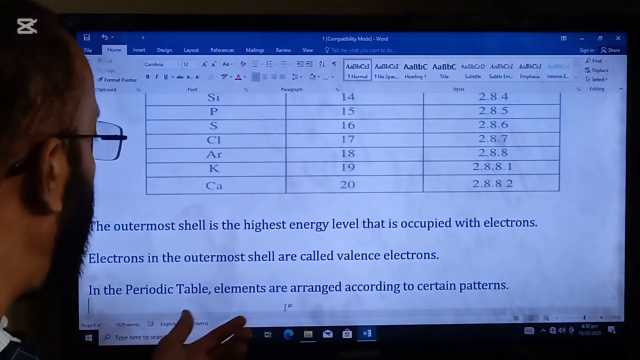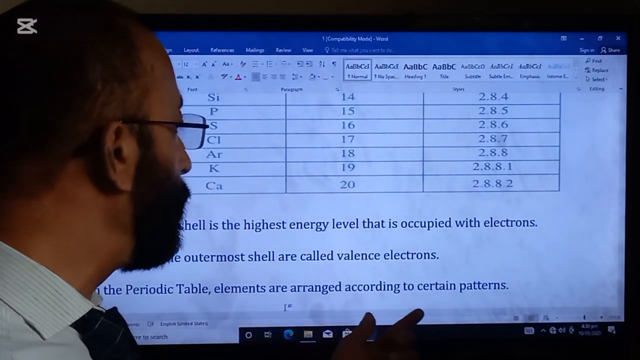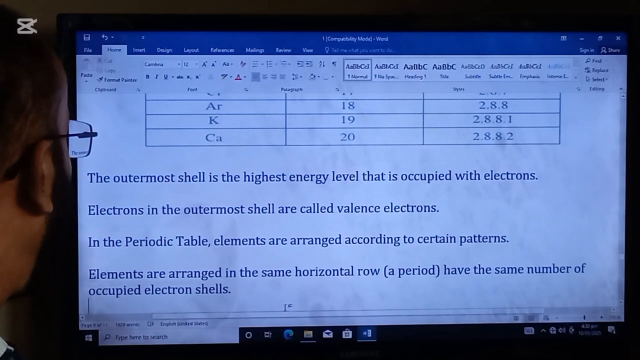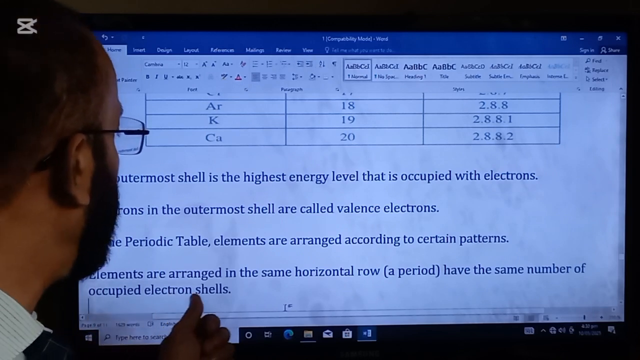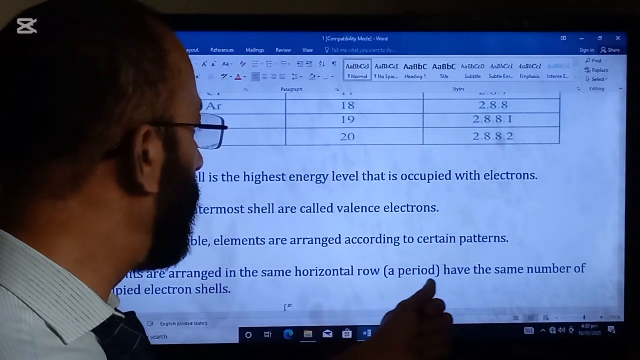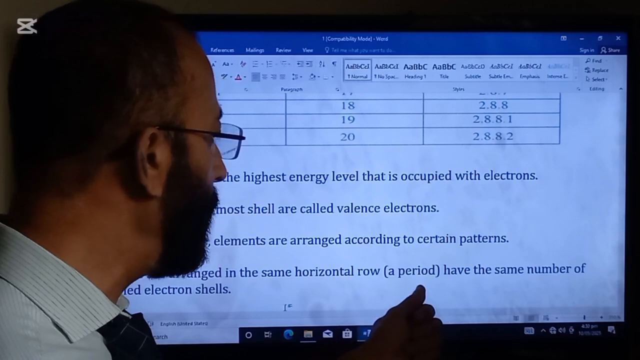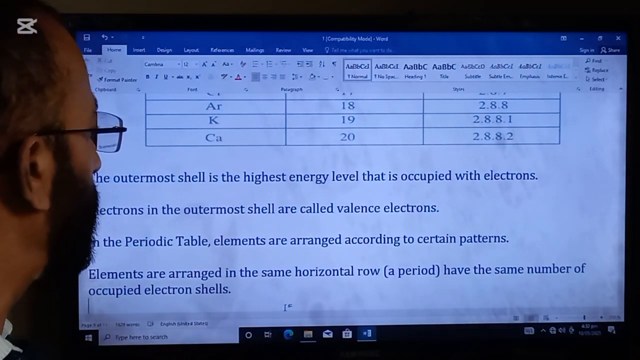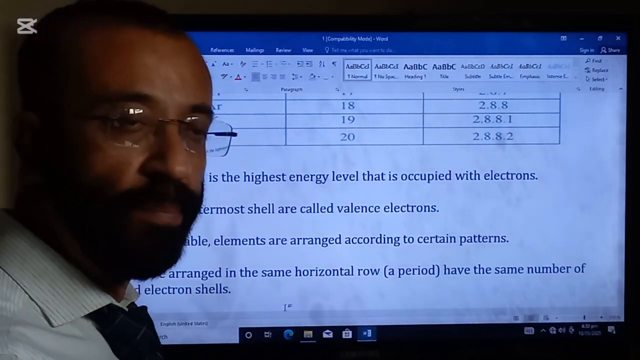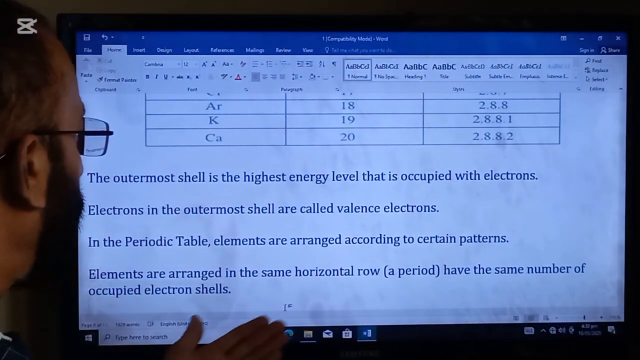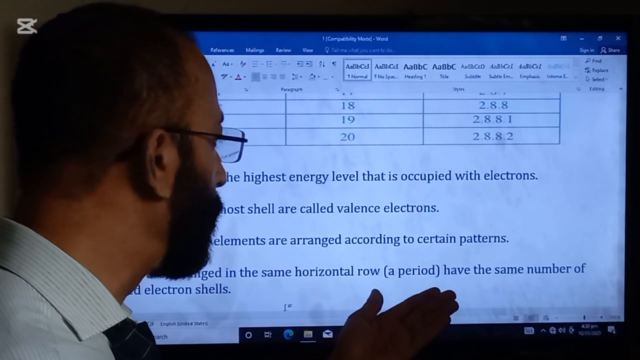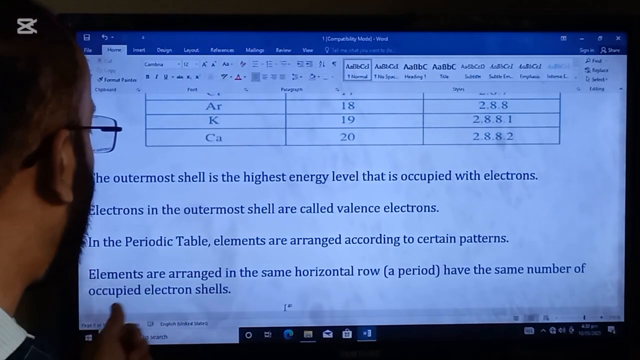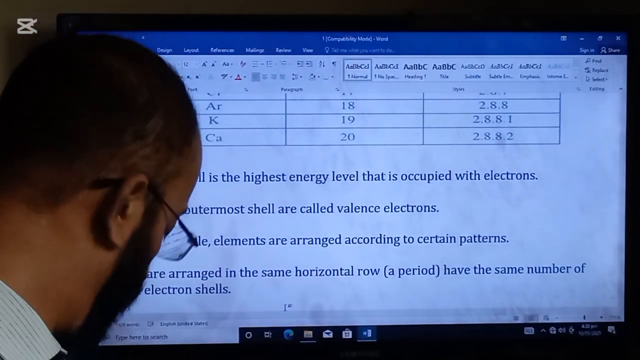In the periodic table, elements are arranged according to certain patterns. Elements that are arranged in the same horizontal row, called a period, have the same number of occupied electron shells. So this is again a very important tip for you. In the same horizontal row, also called a period, all the elements have the same number of occupied electron shells.